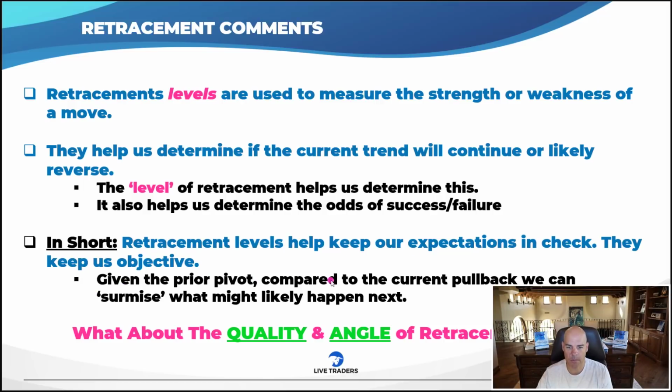So given the prior pivot compared to the current pullback, we can surmise what might likely happen next. What about the quality and the angle? And this is what's very important. So level and depth is just one aspect. Angle and quality are going to be the next two aspects that we talk about.